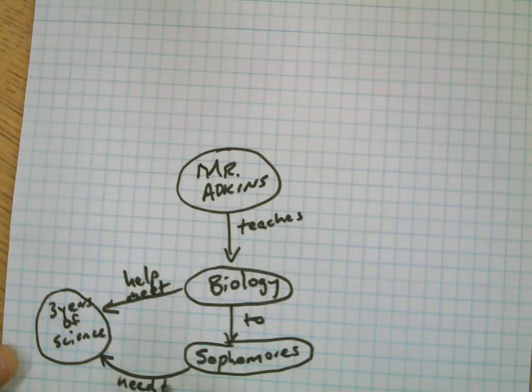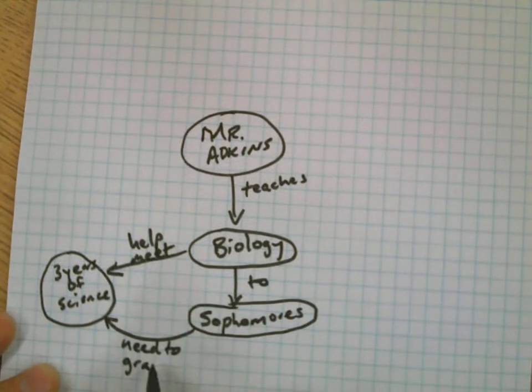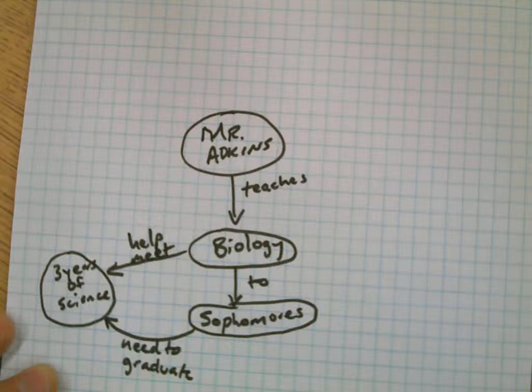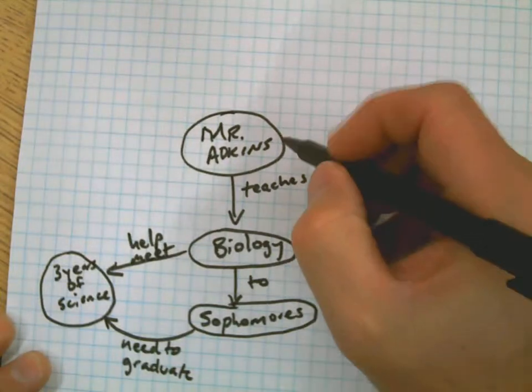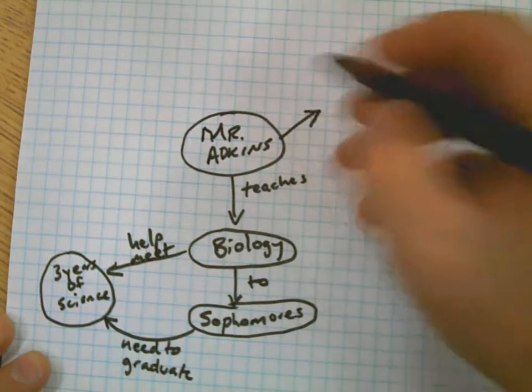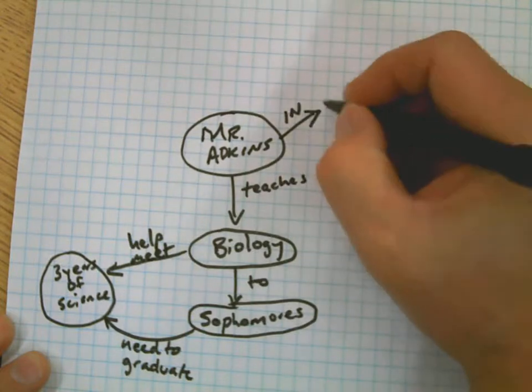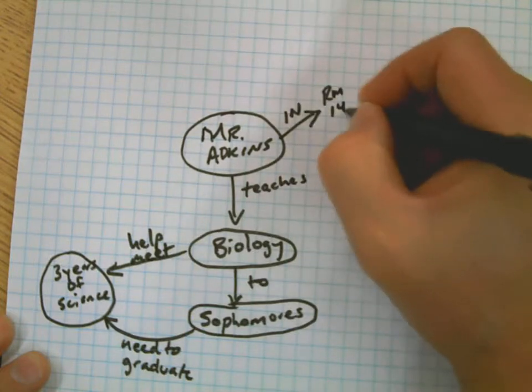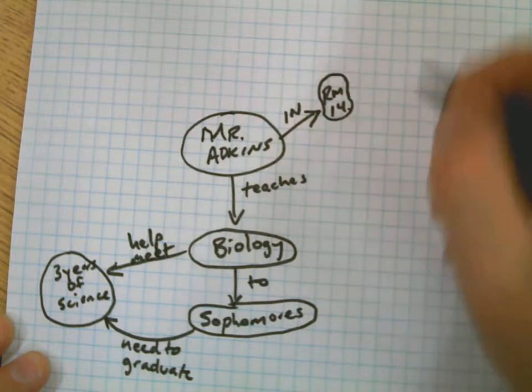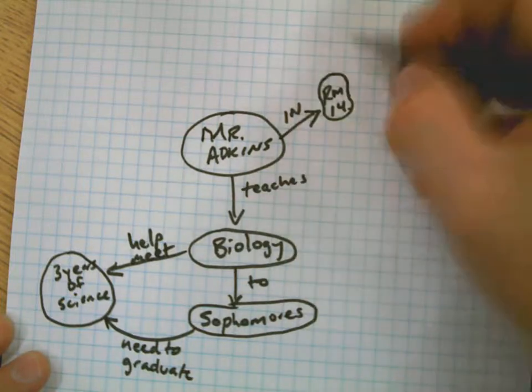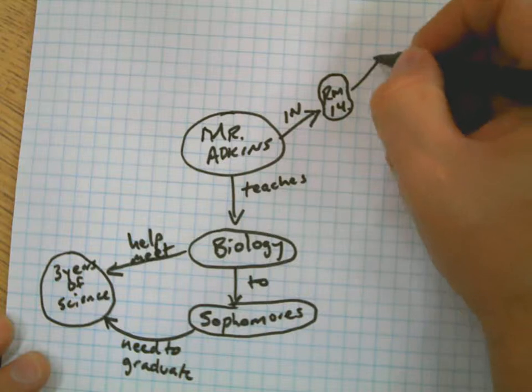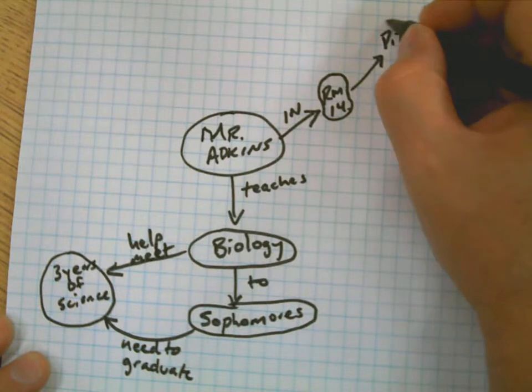Okay, well, let's see, what else could I add to this? I could also add in here that Mr. Adkins is in room 14. Well, does it have to go there? It could go anywhere I want it to. And then some people call this the pit, and I could connect that together somehow if I wanted to. I'm just going to give you the idea that in here the pit is part of Sprague High School.